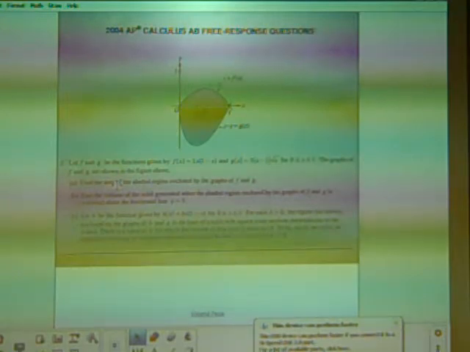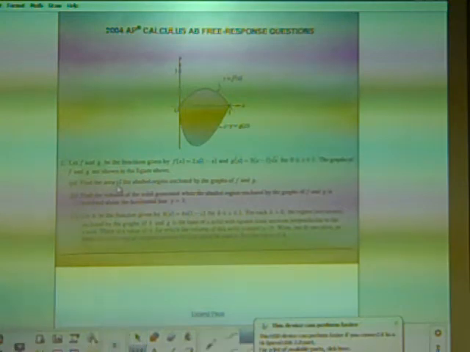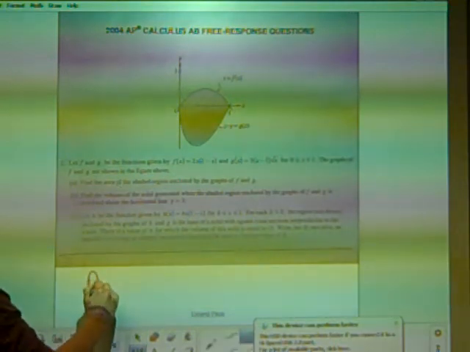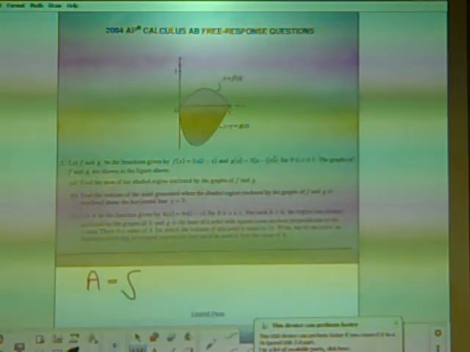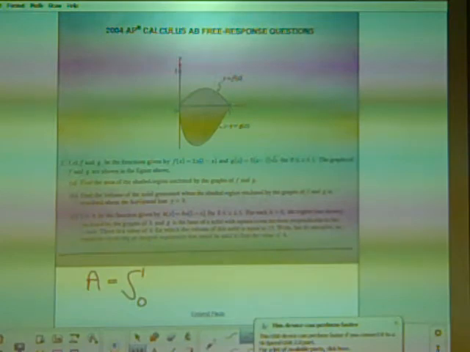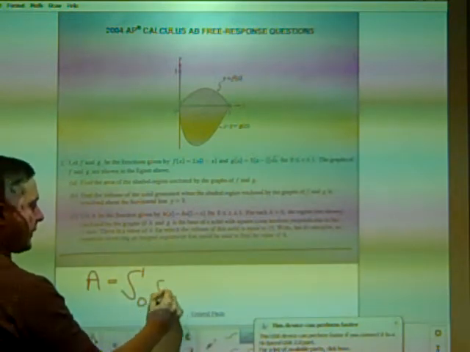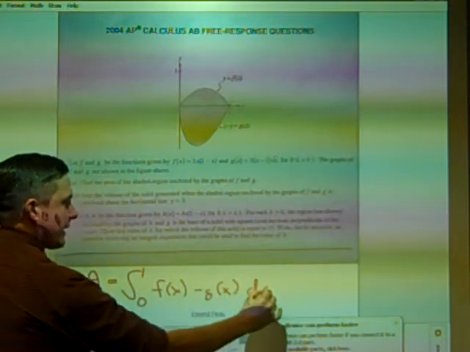All right? And the first question is find the area. The area here should be really simple. A should have been easy. Area would be the integral from a to b. Well, in this case, a to b is 0 to 1. And it's going to be the difference of the functions, f of x minus g of x dx.